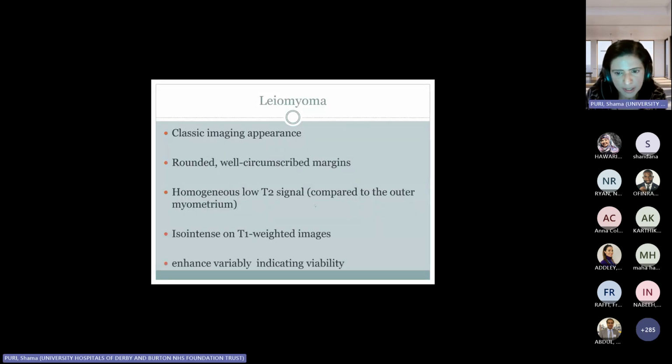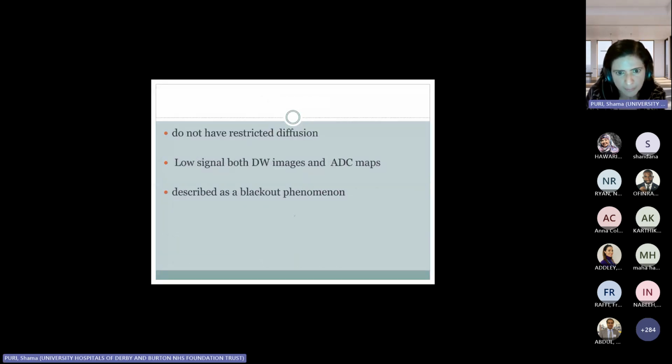Leiomyomas have a really characteristic appearance. They are round and well circumscribed, as you would expect. This is the most significant feature. They tend to be homogeneous, with low T2 signal. Low T2 signal is absolutely pathognomonic of a fibroid. Other features are less useful. And they do not restrict. As we said, it's malignancy which shows restricted diffusion. However, if there is more cellularity or heterogeneity, fibroids can show restricted diffusion as well. We'll look at how to sort this further.